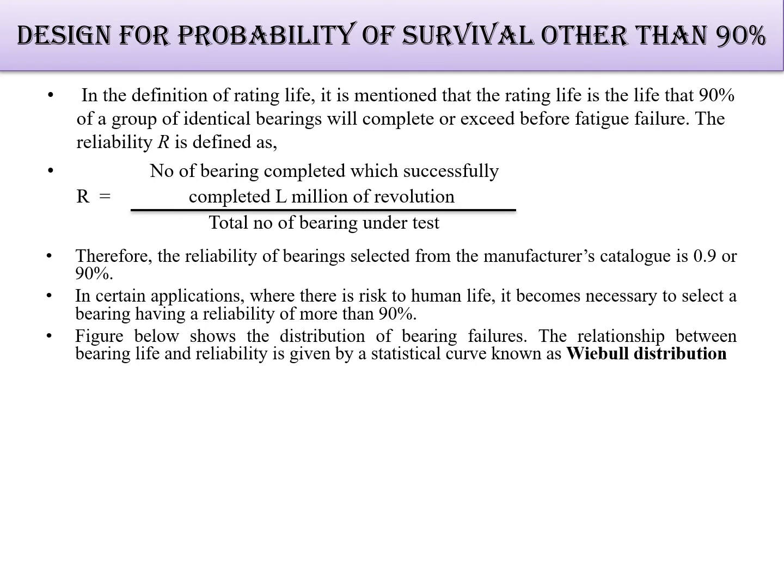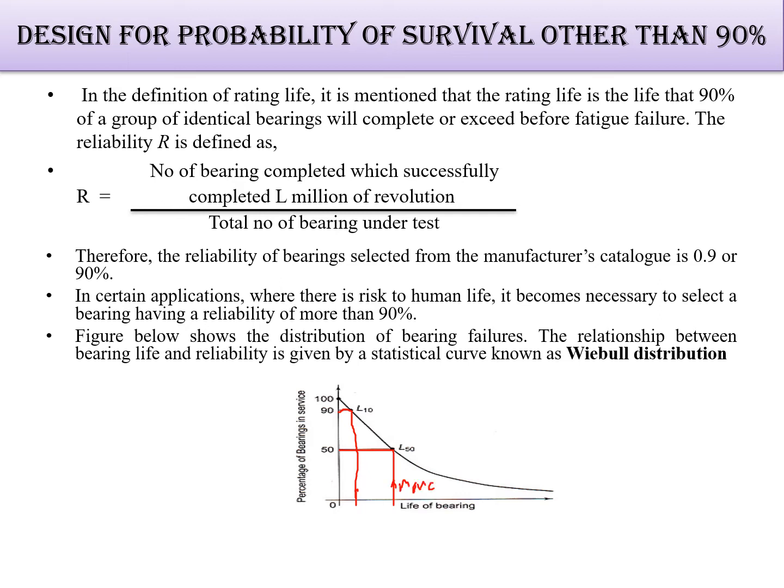We can see here the Weibull distribution for this relation. You can see here for 50% reliability, the life is more. For 90%, the life is less. The life of the bearing is less here, and here the life of the bearing is more. 50% is mostly used for other types of conditions.